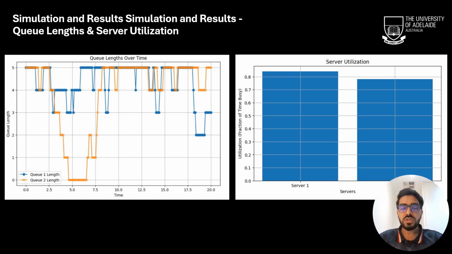Next, we have the server utilization graph. This shows how effectively each server was utilized over the course of the simulation. As you can see, both servers are actively engaged throughout, reflecting an efficient use of available resources. One key takeaway from this is that high server utilization typically correlates with reduced waiting times for customers, suggesting that our model is performing well in balancing the load across available servers.